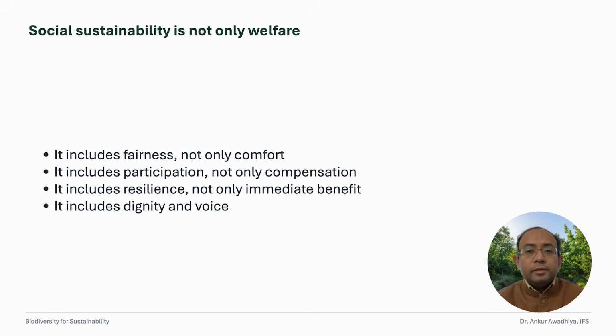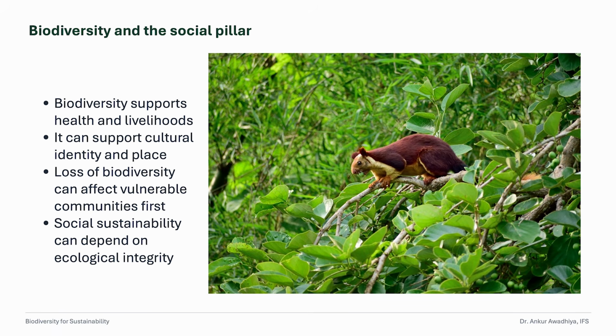This is important because money or short term support does not automatically solve a social harm. If people are excluded, displaced, silenced, or made more vulnerable, then the problem is deeper than simple welfare measurement can capture. Now we can connect biodiversity to the social pillar.